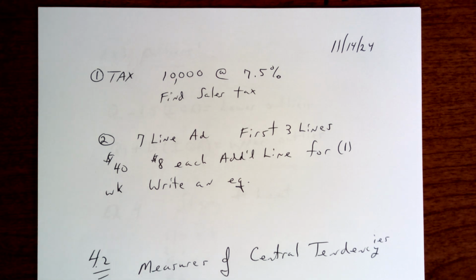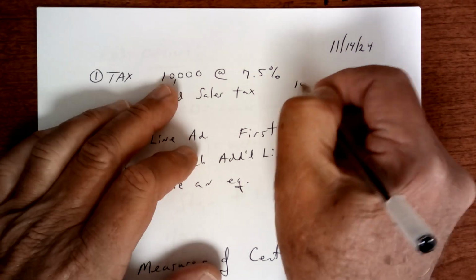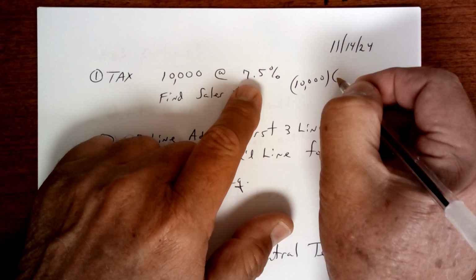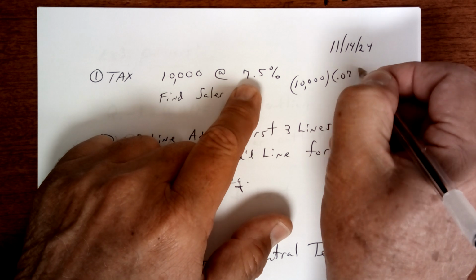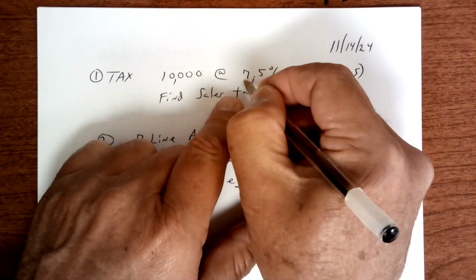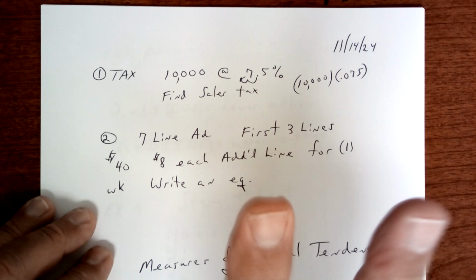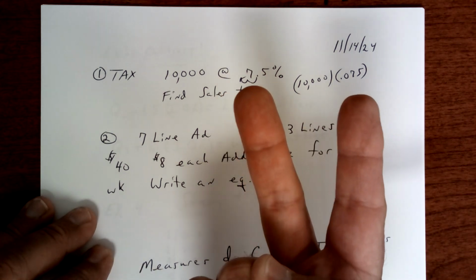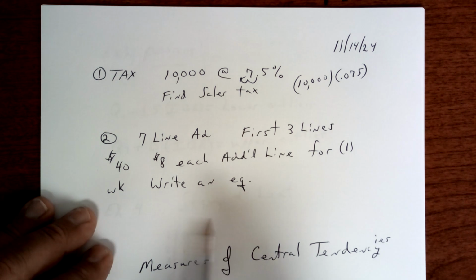Well, if you have a $10,000 loan at 7.5%, what is the sales tax? Well, you got to multiply 10,000 times the rate, but you got to change that to a decimal, so 0.075. Remember, you got to move it two places. Say that to yourself, two places. Okay?